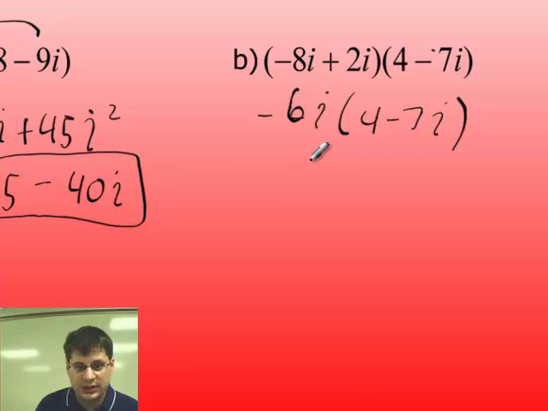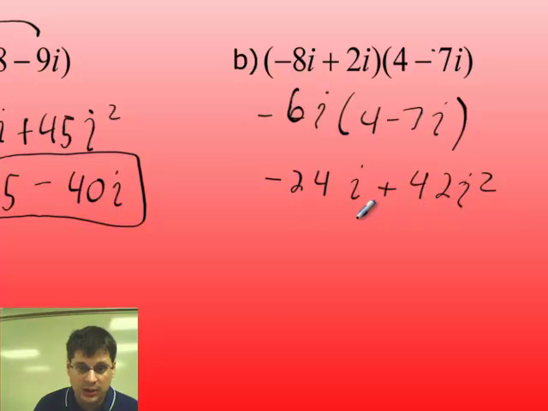And now we'll distribute the 6i to both terms. So that'll leave me with negative 24i plus 42i squared. So again, the i squared becomes a negative 1 and multiplied with 42 makes it negative 42 minus 24i. And we put the real part in front and the imaginary part.